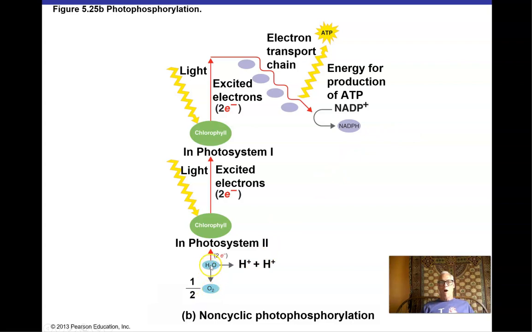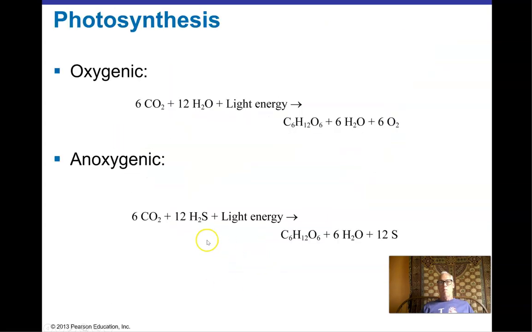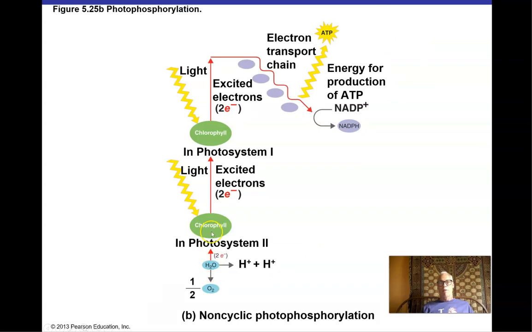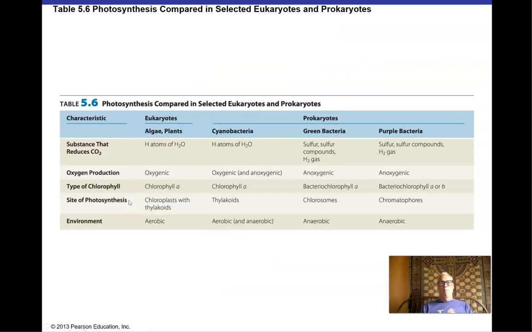So again, we could use water as an electron source to load up this chlorophyll, leaving oxygen behind, or we might use hydrogen sulfide down here to give up the electrons and produce some sulfur down here. So there's a variety of capabilities of different organisms to do this kind of non-cyclic photophosphorylation.